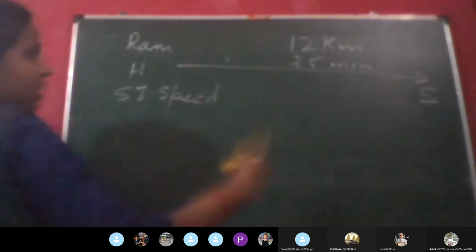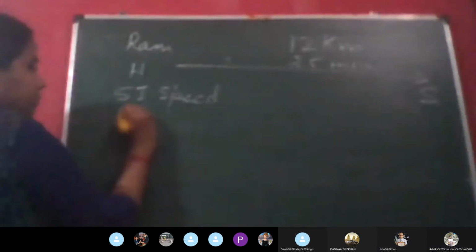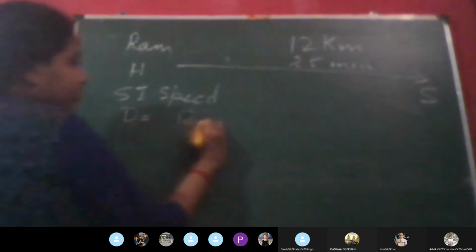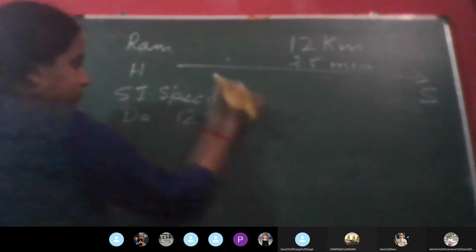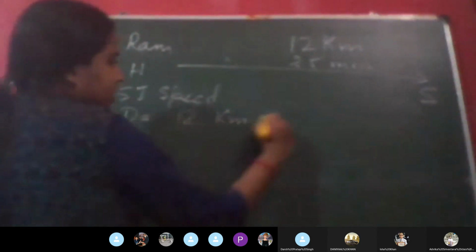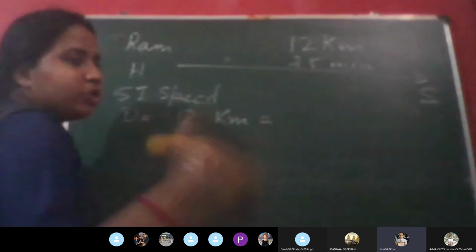so what I have to do? I have to convert this distance into meters and this time into seconds. Yes or no? Yes, ma'am. So can you tell me how much will be the distance if 12 kilometers is given? In meters कितना होगा? Ma'am, 12,000 meters. Because, ma'am, 1 kilometer equals 1,000 meters. So 12,000 meters. Is it fine till here?